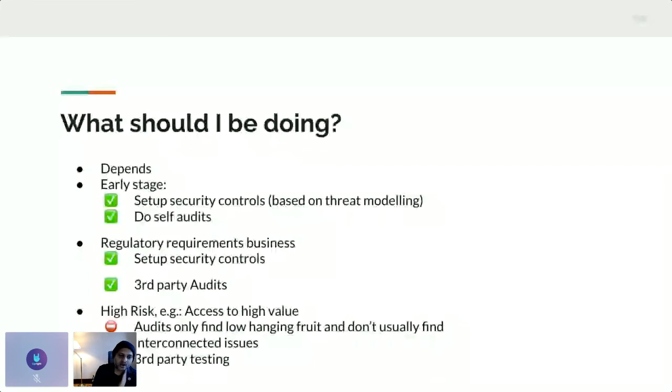Audits can only find low-hanging fruit. They're really not set up to find issues that could be interconnected, when things interact with each other, and maybe interact with what a third party has built. So in these cases, it's best to get a third party to come in and do the testing. And maybe you are still required to do third-party audits for your certification, but it's best to do third-party testing if you're running something like a high-risk business.